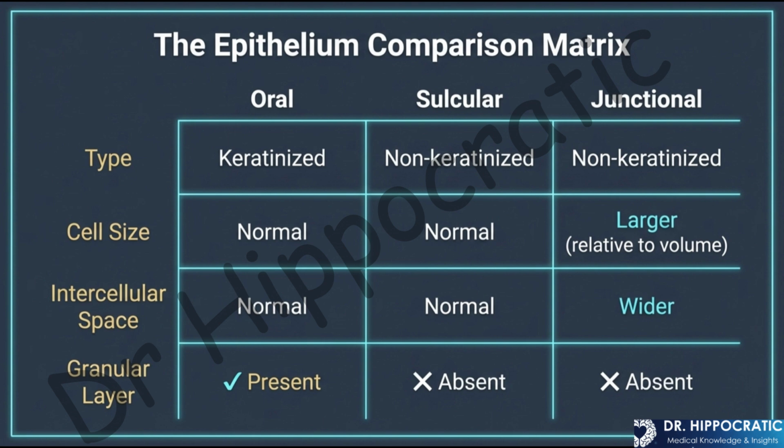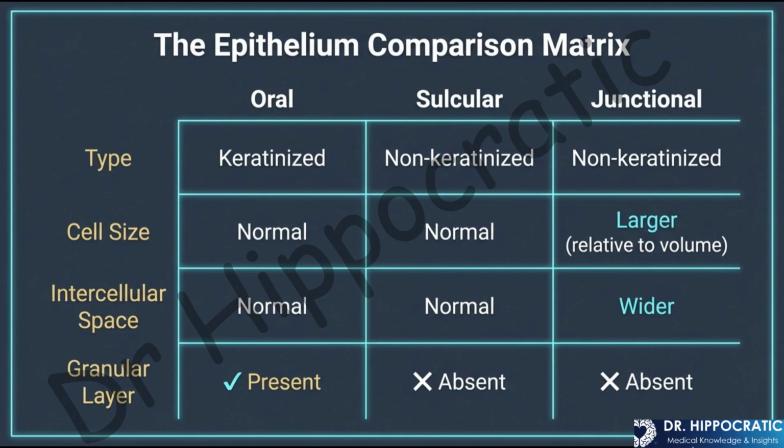Okay, row 1, type. Oral is keratinized. Sulcular and junctional are non-keratinized. We just covered the necessity of that shift. Correct. The transition from physical barrier to immunological gate. Row 2, cell size.